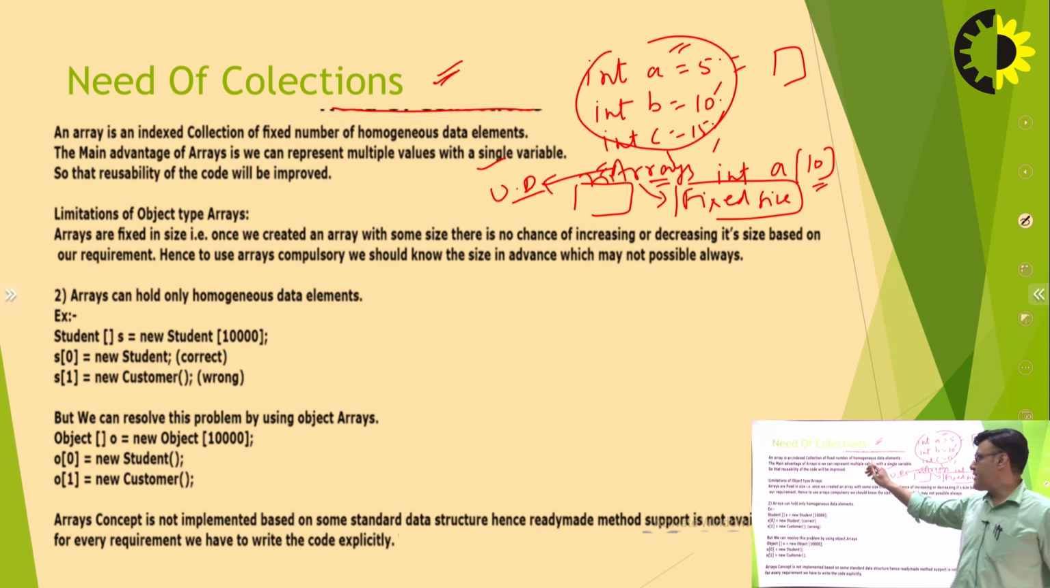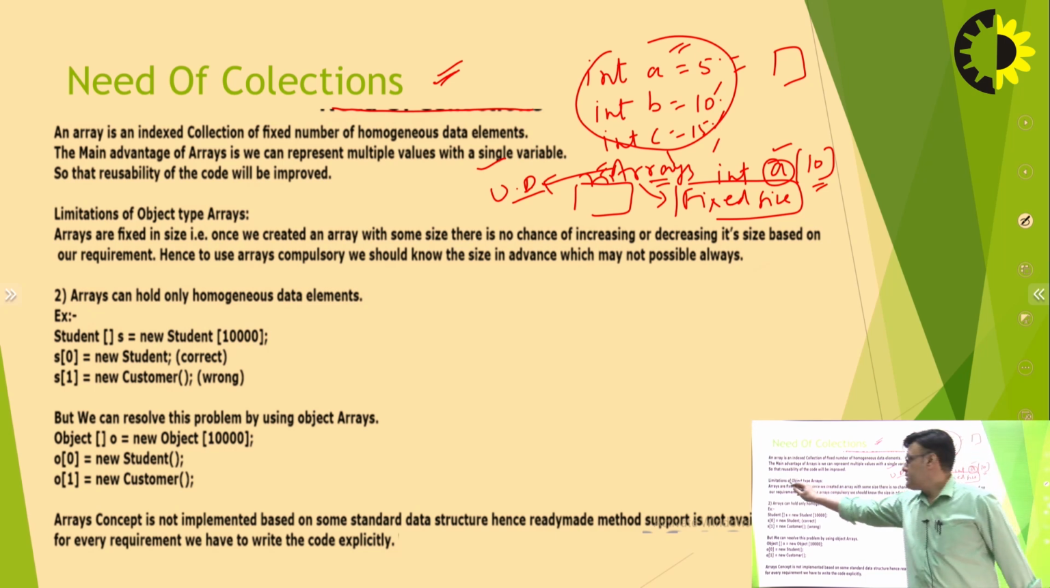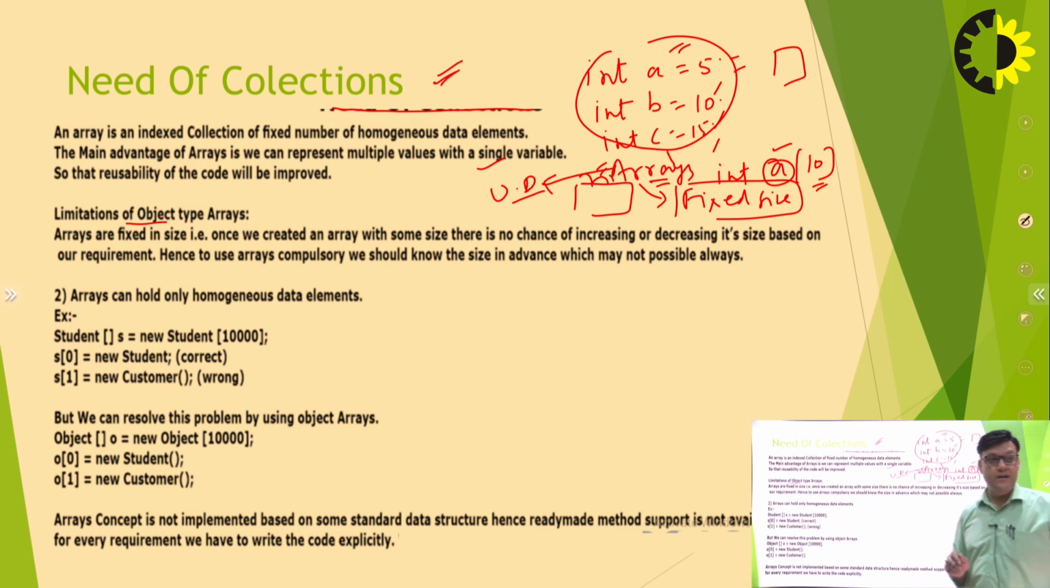Firstly, we declare individual elements, individual variables. So what is the advantage of array? The advantage of array is that we can represent multiple values with a single variable, right? This helps in the reusability of code, and there are a number of limitations also. Because we know that the size of array is fixed, there is no chance of increasing or decreasing its size according to our requirement.